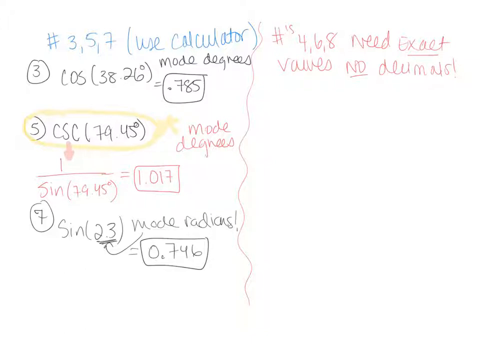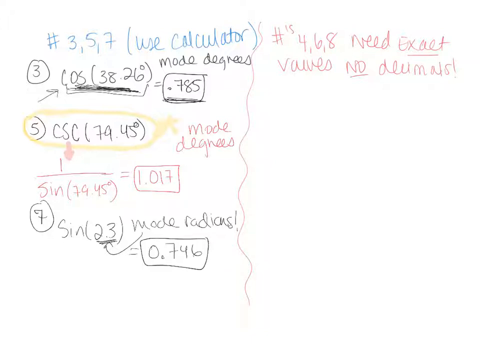Okay, so for the next few, 3, 5, and 7, you have to use a calculator because you can't find the exact values without using a calculator. So for number 3, you simply just put in your calculator. Remember, cos of this value, it's a specific number. We're getting the ratio at this angle. So as long as the mode's in degrees, you get 0.785.